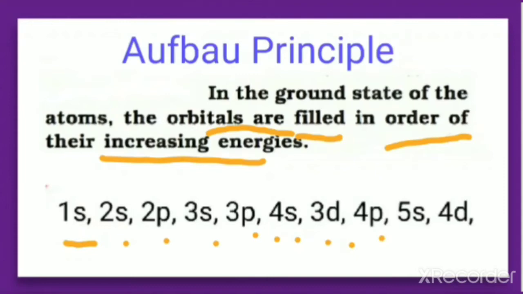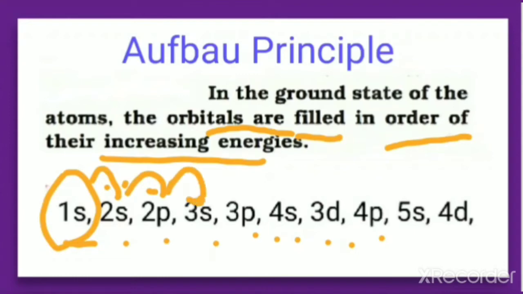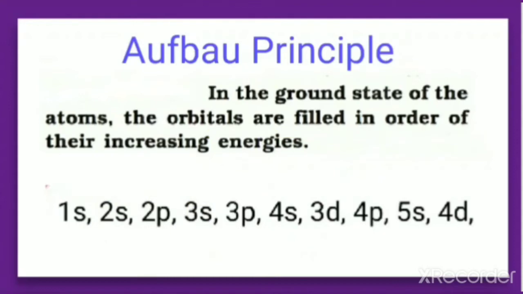So when you are writing the electronic configuration, you need to fill the orbitals. So where are you going to start? You must start with 1s. Then only will you fill 2s, then 2p, then 3s, and so on. This is what the Aufbau principle says. According to Aufbau principle, in the ground state of atoms, the orbitals are filled in the order of their increasing energy.